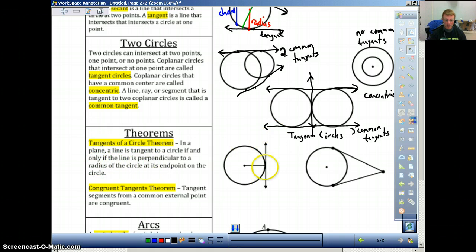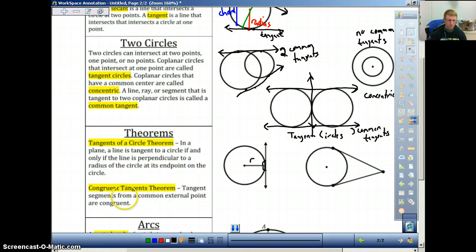In other words, if we have a tangent circle, then that means we will have a radius that will be perpendicular to that line. Okay? And this is the radius right here, and it can be anywhere. If I draw a radius to here, then we would have a line that is tangent to the circle that would be perpendicular to that.